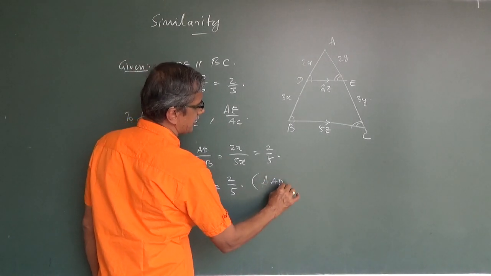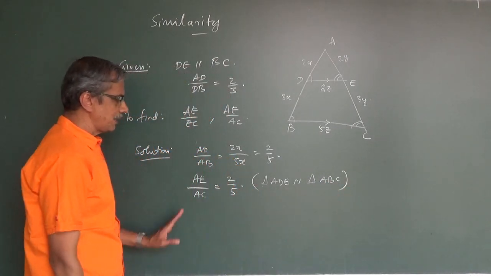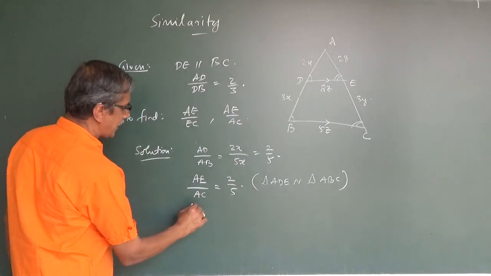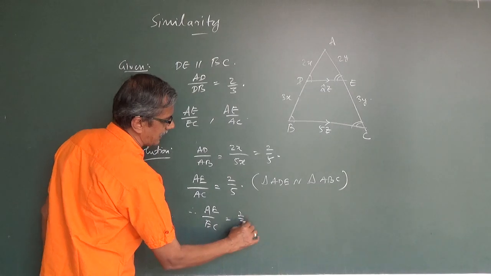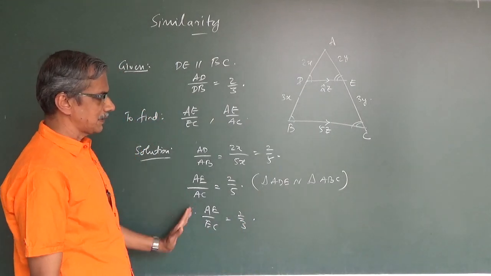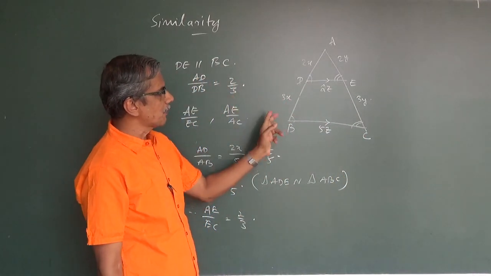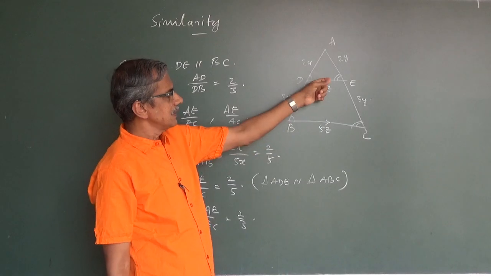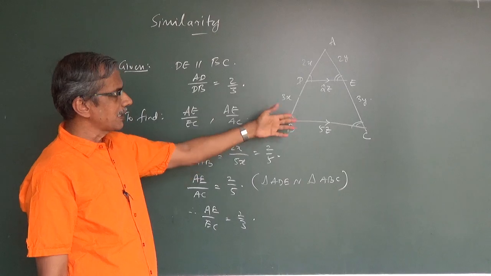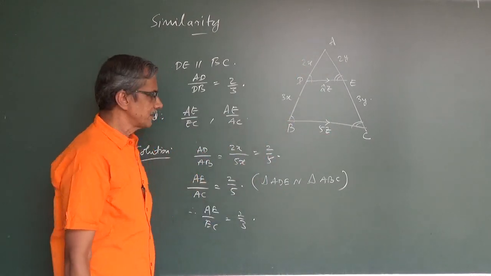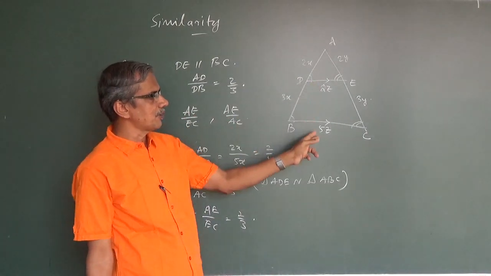Triangle ADE is similar to triangle ABC, and because they are similar, the sides are of the same ratio. Therefore I can say AE by EC is equal to 2 by 3. I can write like this without basic proportionality theorem. So why I am applying similarity is, for these sides, basic proportionality is not applicable. So only to make you understand that I am totally applying similarity. If you understand, you can apply both of them, but this difference you have to be clear about.